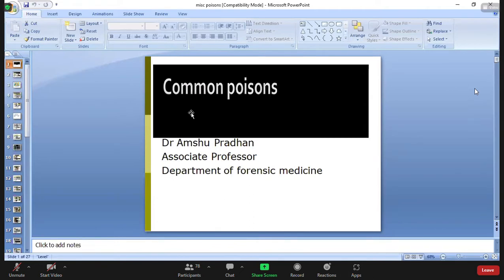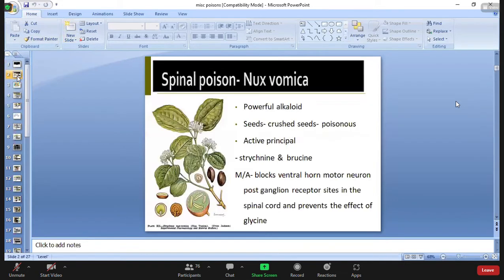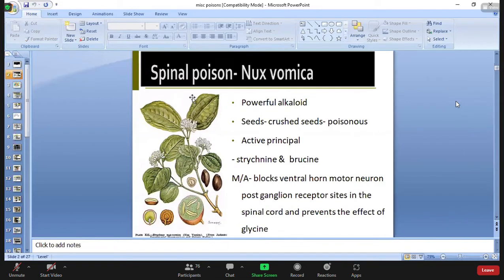Can anyone name the spinal poisons? Strychnine. Okay, strychnine. Next, nux vomica is one of the common poisons that causes spinal poisoning, and it is one of the very powerful ones.